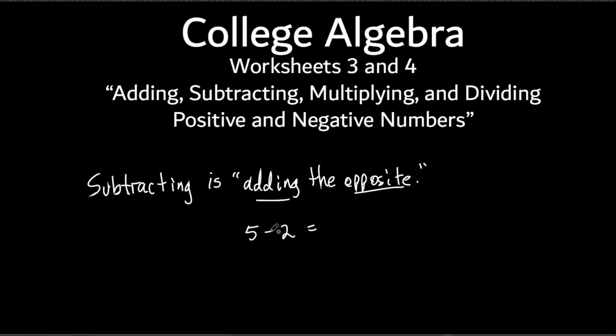We add the opposite. So instead of minus, what do I turn it into? Addition, and I add the what? The opposite. What's the opposite of positive 2? It's negative 2. So what I did, I took a subtraction problem, turned it into an addition problem. And you're probably thinking, well, Mr. Hamrick, you made this way more complicated than what it was to begin with. I know what 5 minus 2 is.